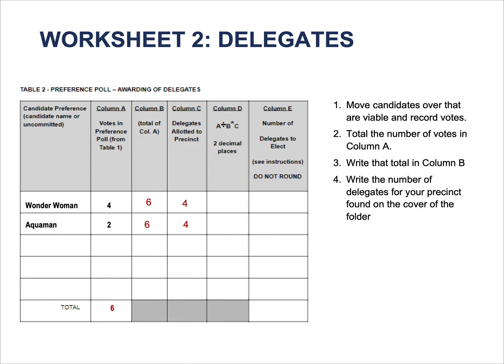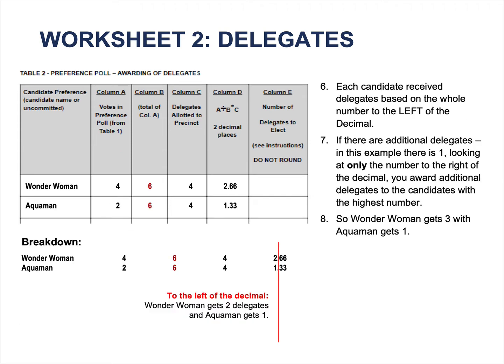We write the delegates of the precinct, which we can find on the cover of our folder, and we divide A by B, then multiply by C. So in this case, you can see that 4 divided by 6 times 4 is 2.66. 2 divided by 6 times 4 is 1.33.